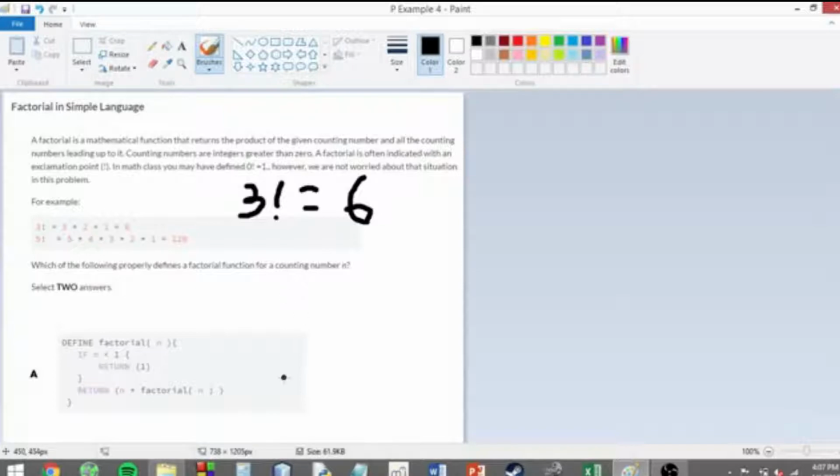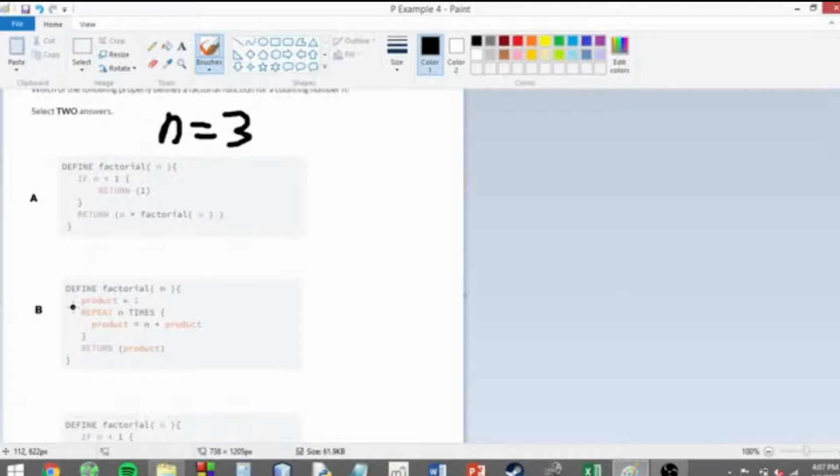Using that to guide us, we should be able to put 3 in for n here, and in each case we should have returned 6. So let's go ahead and test that out. We're going to do 2 answers. Let's see which ones line up. Alright, so the first one, saying that n is 3, we're going to either return it if it's less than 1 or return this expression.